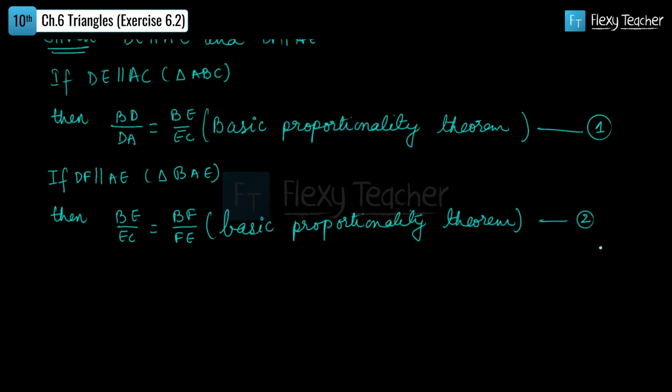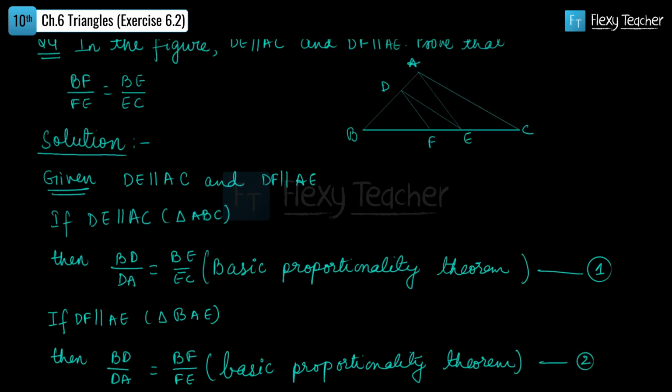So we can conclude that BD upon DA, okay friends, हमारा जो second ratio है उसमें एक error थी. So when DF is parallel to AE in triangle BAE, BD upon DA is equal to BF upon FE. Okay, so this was the second ratio, and let us see both the ratios together again. ये हमने second triangle का ले लिया. Let us take the first triangle ABC again, wherein DE is parallel to AC. So in that case, BD upon DA is equal to BE upon EC.